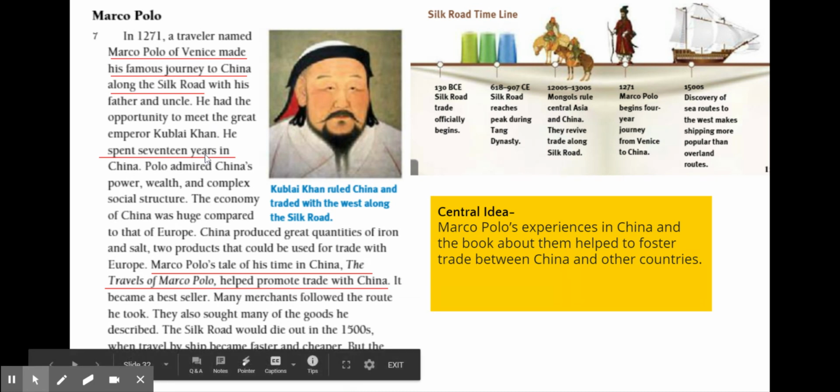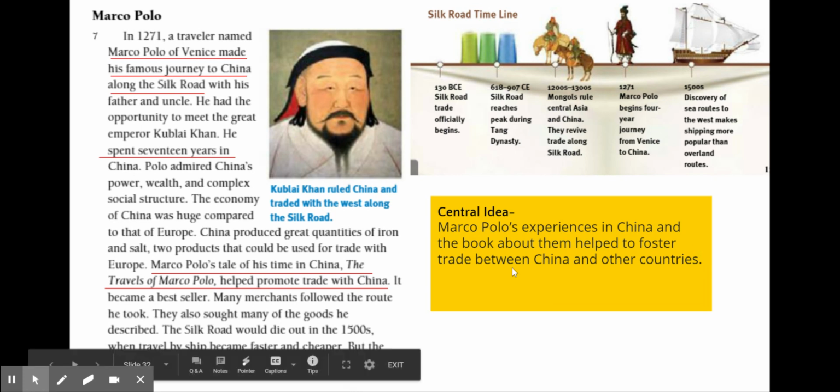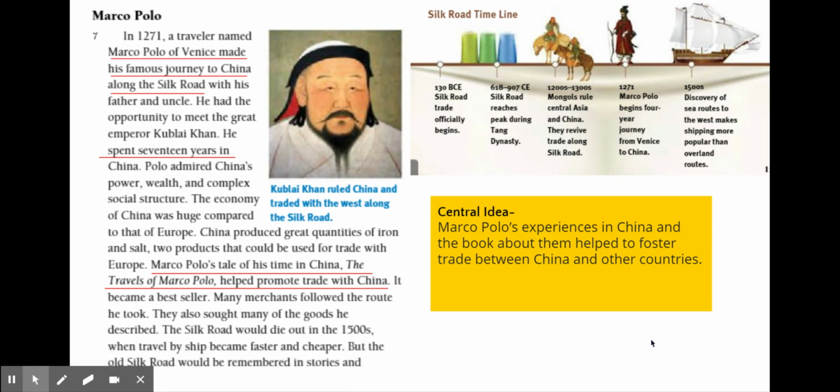As you take a look at my key details about Marco Polo, we can tell that Marco's experiences in China and his book about them helped to foster trade between China and other countries. So, boys and girls, in our reading today, we've done a little bit of looking at the Silk Road and what it was like in the past.